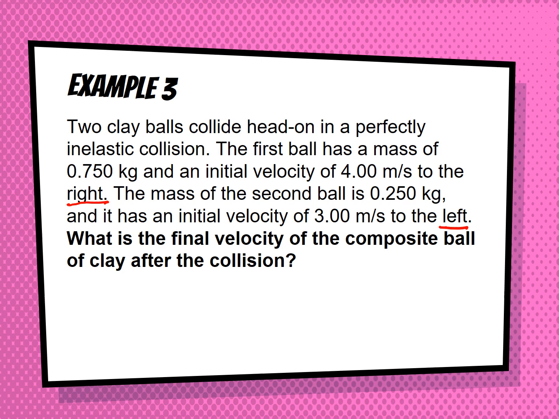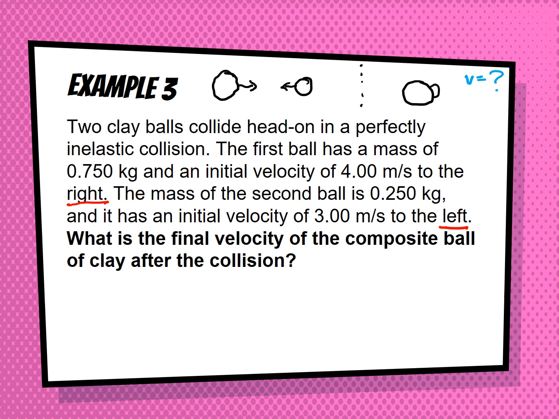Okay. So before the collision, we have a large clay ball and a small clay ball, and they're headed towards each other. After the collision, they collide, and we're not sure which way they're going. So we're going to leave the velocity arrow off of it for now because we don't know which way they're going.